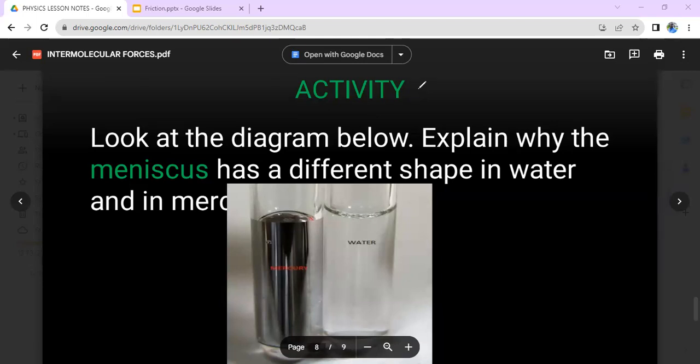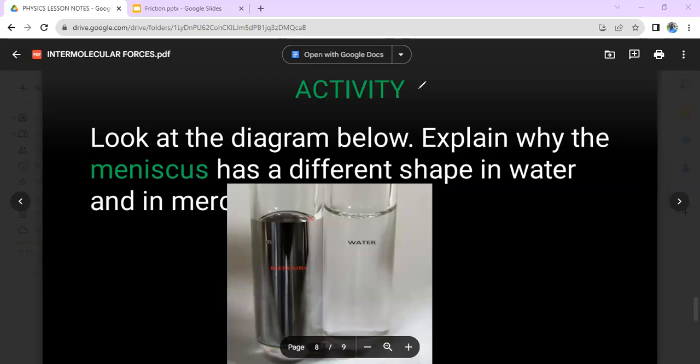Okay, can someone read for us the answers in the chat so that we can discuss those ones? Senegal Austin says that in mercury there is more cohesion force than adhesion, while in water there is more adhesion force than cohesion force.